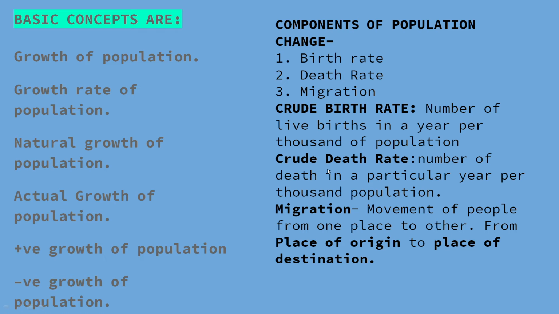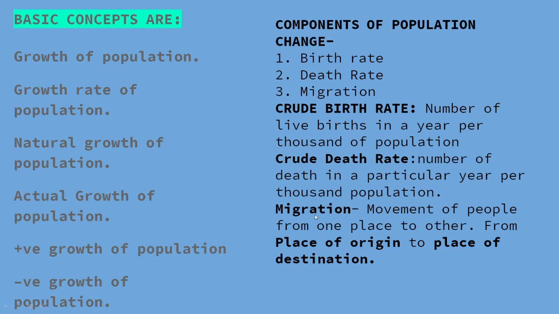Crude death rate, that is the death rate, is number of deaths. These deaths can be the death of the child which is newly born, as well as the deaths which are taking place in the later stages of life. So number of deaths in a particular year. Deaths, please add S here.